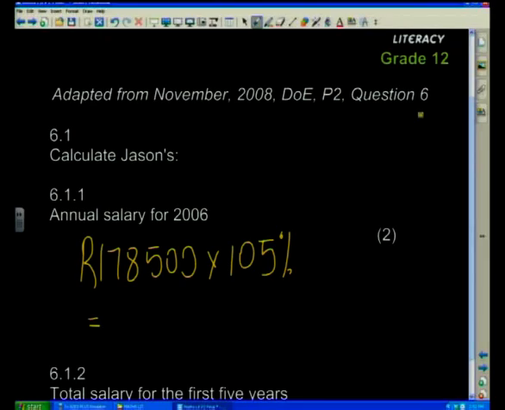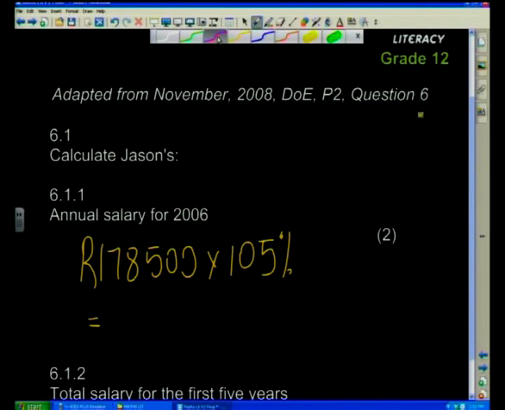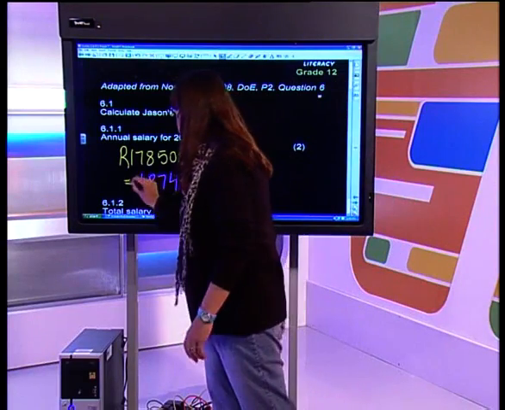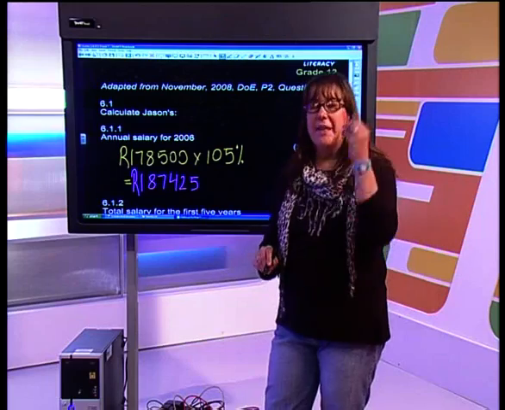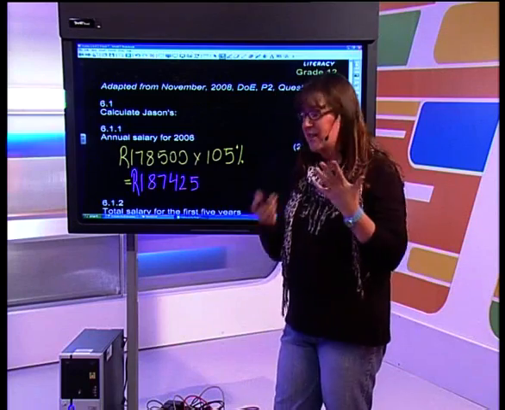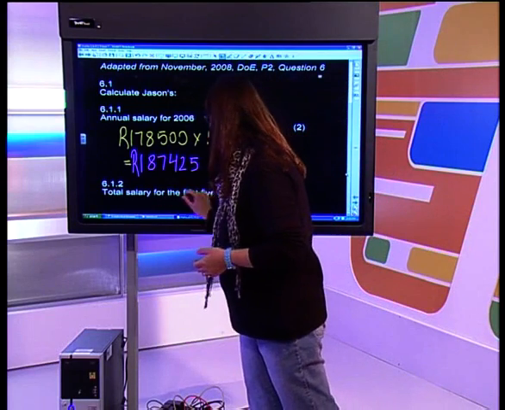So let's get our answer on our calculator. We've got 178,500 times by 105%. Get an answer of 187,425. 187,425. And don't forget your units. We are dealing with Rand. Remember, maths, let's always got a reference. So units, units, units. Every question should have a unit. So don't forget that. We now need to work out his total salary for the first 5 years.